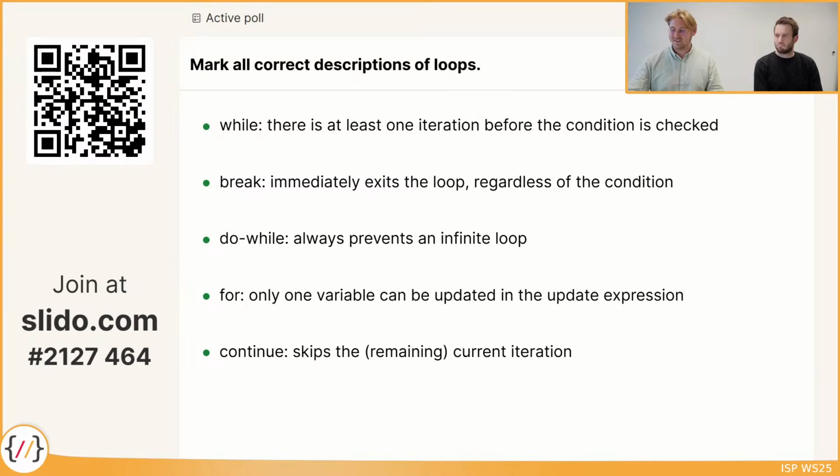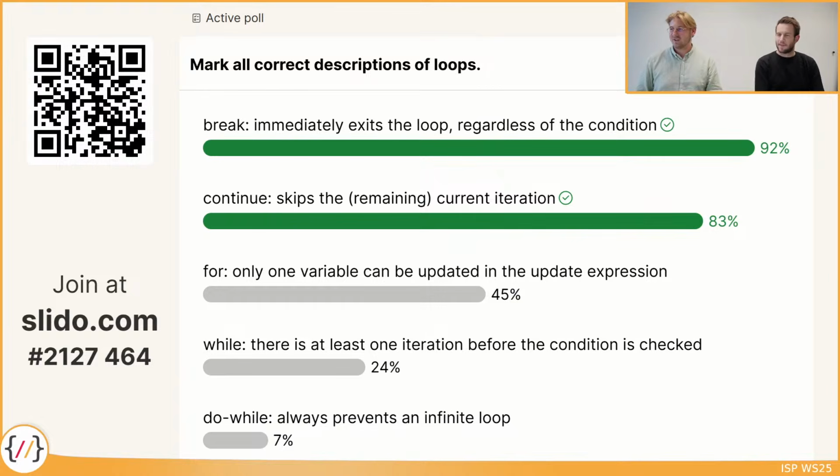Okay, then take a look. And again, great. Many of you got the two correct statements. Break immediately exits the loop regardless of the condition, and continue skips the remaining current iteration. Maybe why are the three other statements not true?